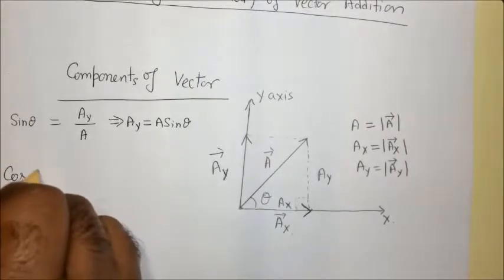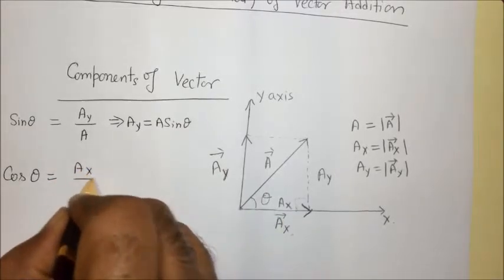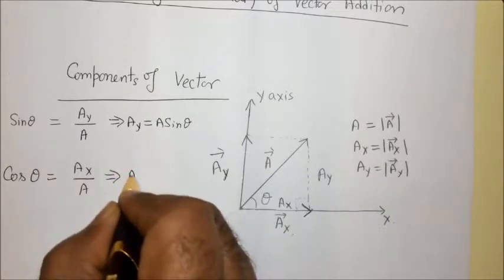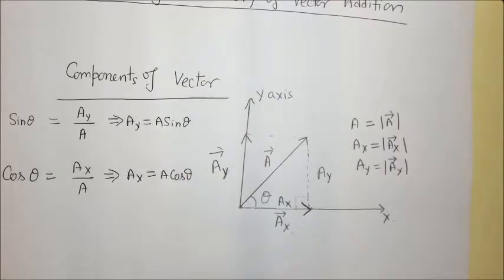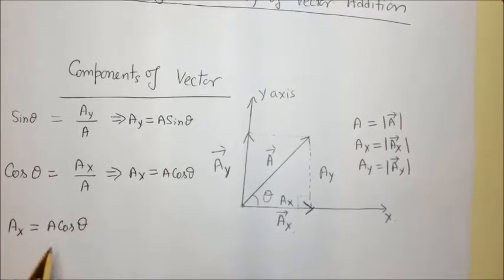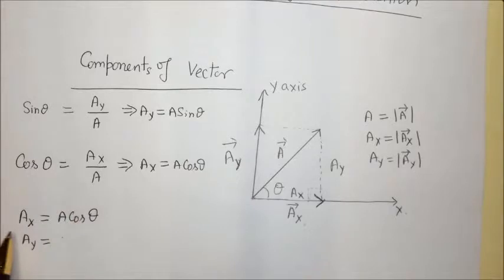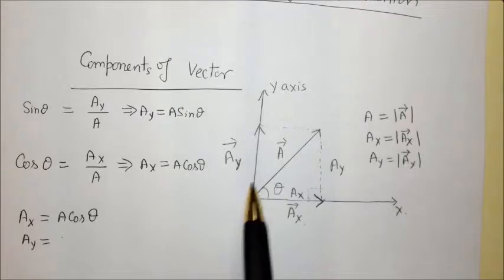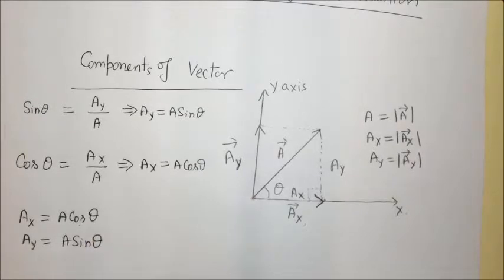Cosine theta is Ax over A, so Ax is going to be A cosine theta. So this vector Ax, the X component, is A cosine theta, and Ay is the Y component. Ax is the magnitude of the X component of vector A, that is A cosine theta. Ay is the magnitude of the Y component of vector A, that is A sine theta.